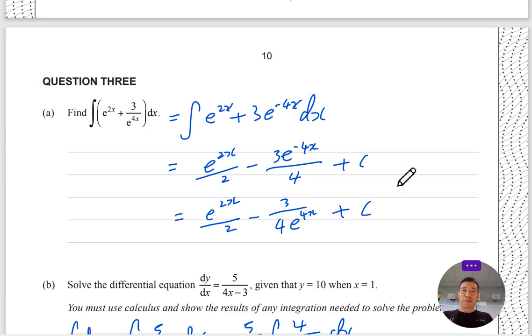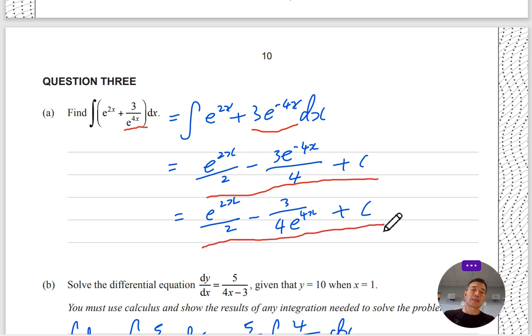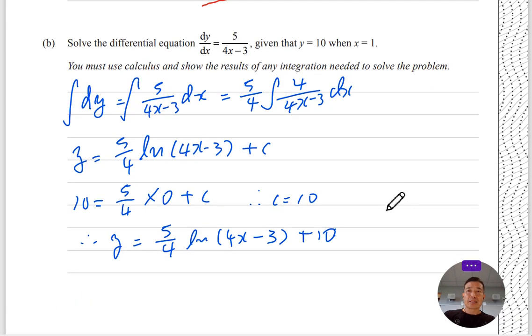All right, question 3. We are almost there. So find this. This is the question. Again, you have to change this to an index form, right? Like this, and then you integrate and make sure you put C. So this is okay, but I kind of have a habit. I avoid the negative index, so I rewrite this. So both are fine. Now the differential equation again.